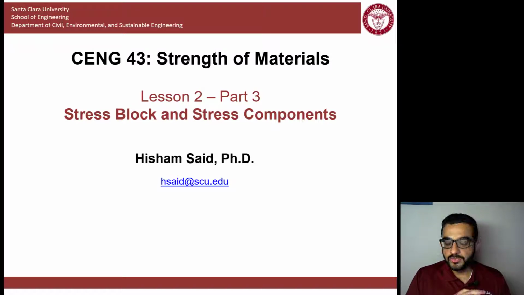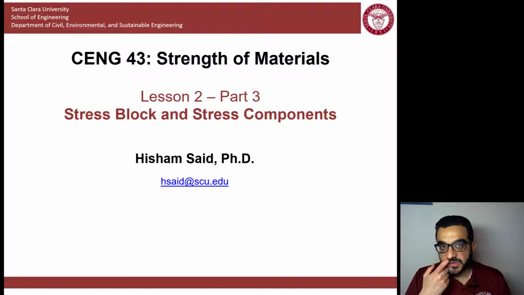In the first two lessons, we learned about the stress-strain relationship and how to understand the look of it and derive some attributes, an understanding of the material itself represented by this relationship in terms of its ductility, resilience, and toughness.